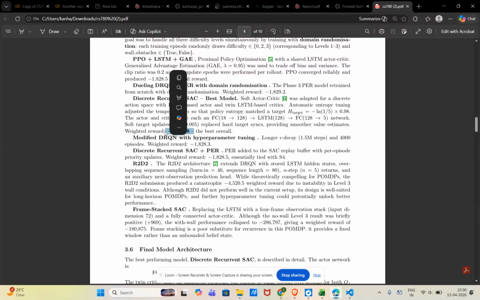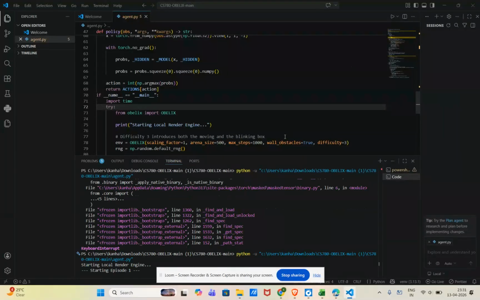is sort of the best out of all these models, at around minus 1827.8. Although all the others performed similarly, like this one. Also PPO plus LSTM. The most important improvements were adding LSTM for temporal memory and using domain randomization across all the difficulty levels and wall settings. Now I will show you the environment setup.